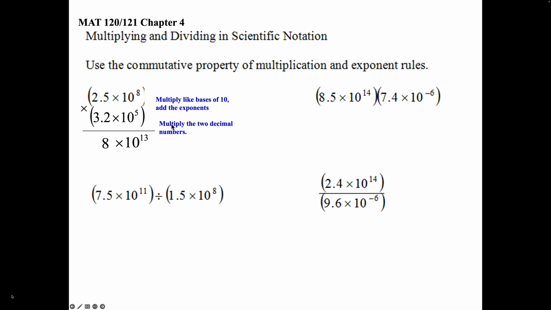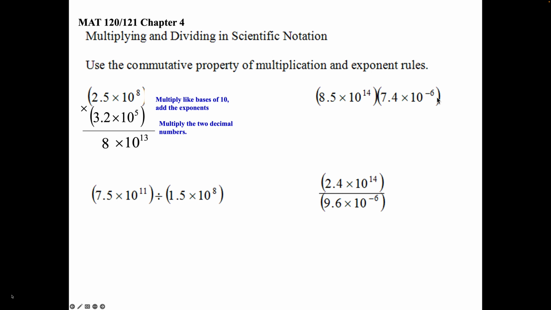Do not, and I repeat, do not write this out as 25, 7 zeros, 32, 4 zeros, and start multiplying that all together. Way too much work. All right, next example over here.